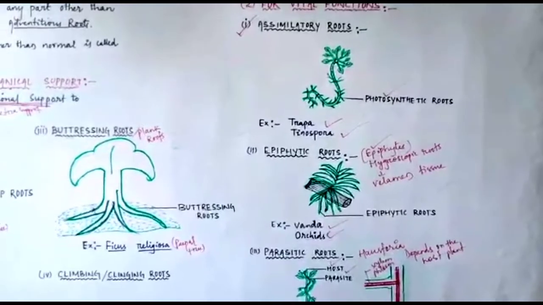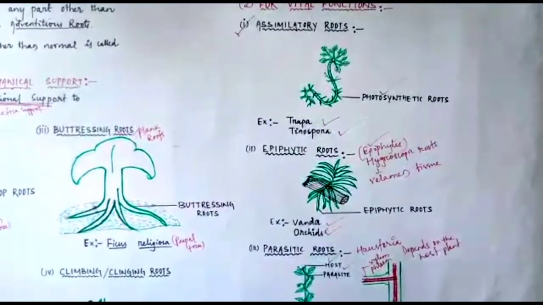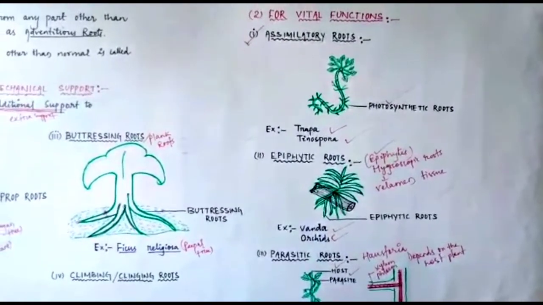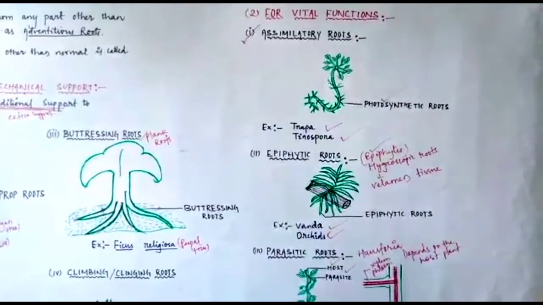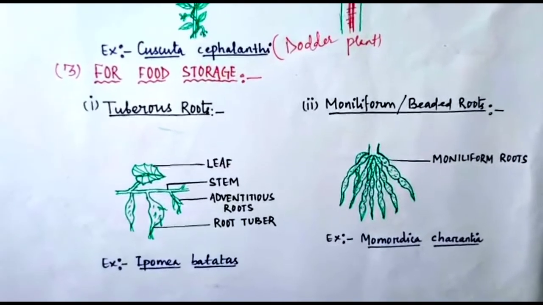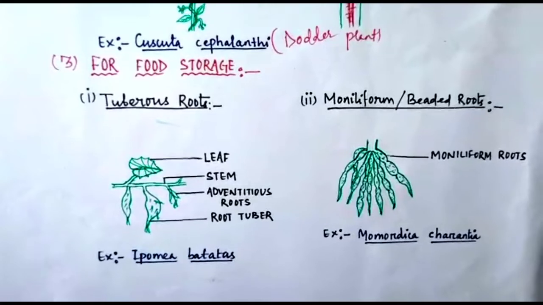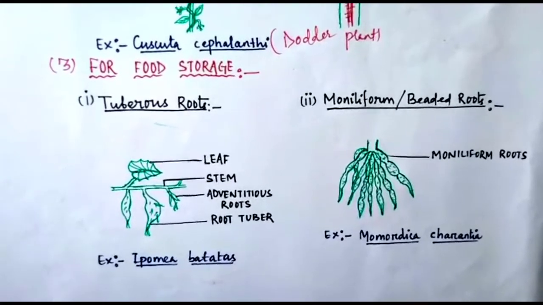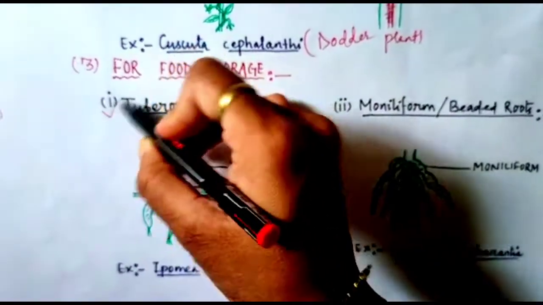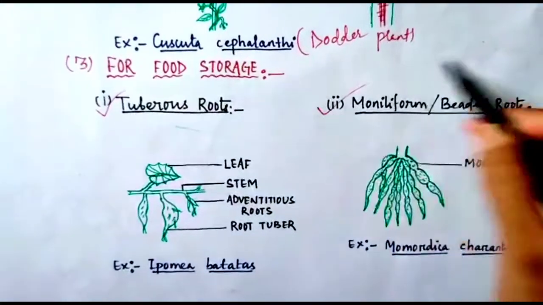So the assimilatory roots, epiphytic roots and parasitic roots help in vital functions of the plant. The adventitious roots also help in storing of food. They are of the following types. First is the tuberous root and second is the moniliform root.